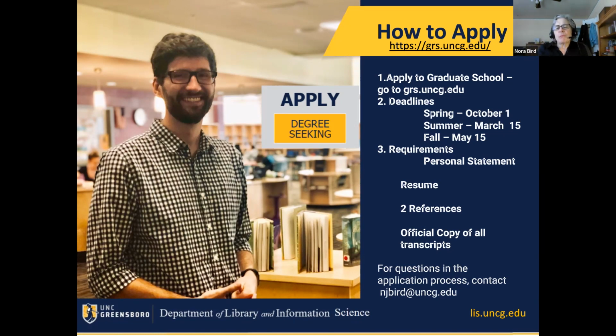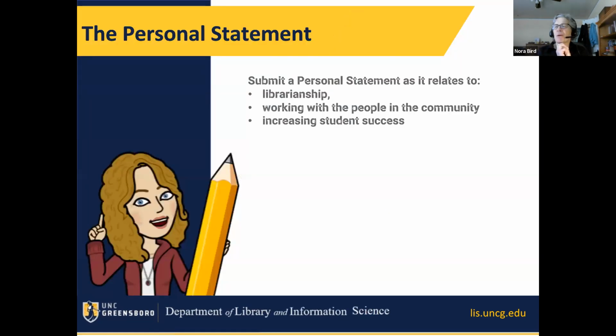So what do we want to see? We want to see a personal statement. We want to see a resume. We want the names and email addresses of 2 references and an official copy of all the transcripts that you have. So Jerry's master's degree, but also his undergrad degree. And if you went to a community college and those credits didn't transfer to your bachelor's degree, then we need those community college transcripts as well. And there's my email address. You can email me if you have questions.